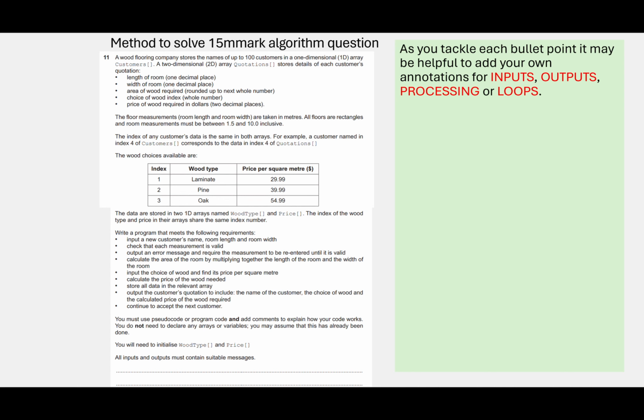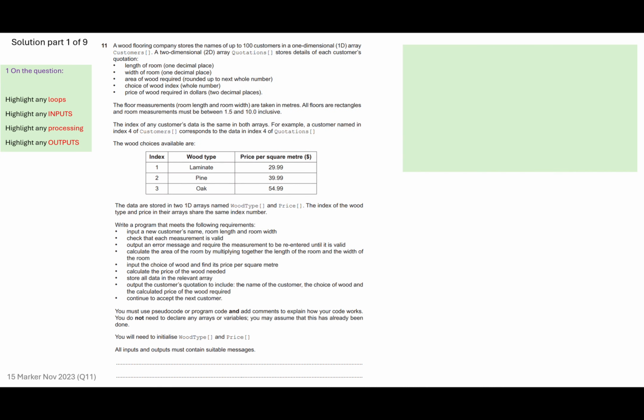And as I said previously, it'll be helpful as you're doing each of the bullet points just to do some little annotations of what you have to do. So this one, I have to input customer name, room length and room width. So I've got 3 things to input, so I need to make sure that I do that to at least pick up the marks of that particular bullet point. Once you've done those annotations, you can try writing up your annotations in pseudocode. So let's have a look.